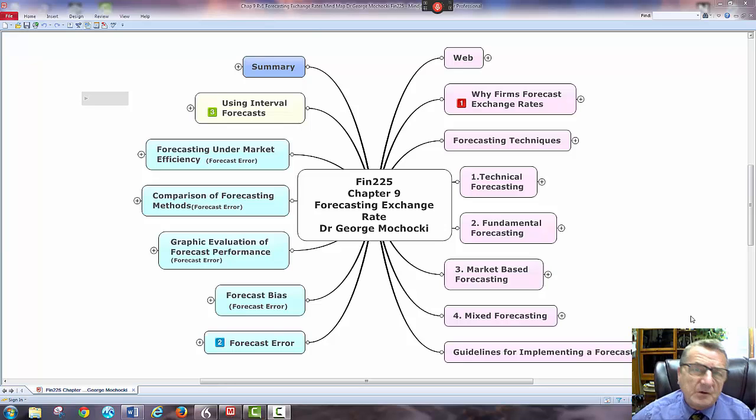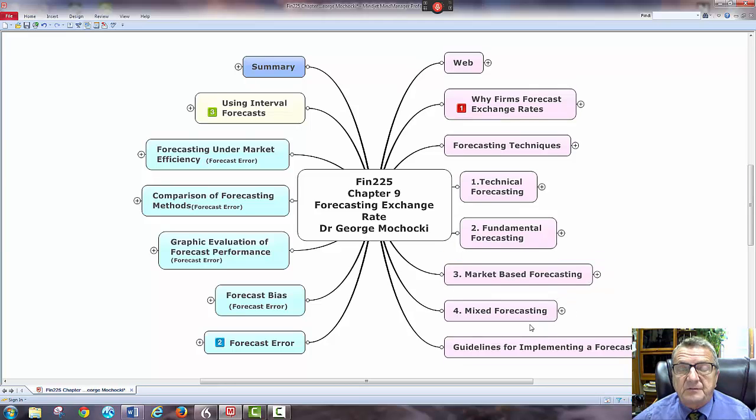Okay, so what are we going to talk about? We're going to talk about forecasting exchange rates, and look at the different types of forecasting. I did these in purple: technical forecasting, fundamental forecasting, market-based forecasting, a quick overview of each, mixed forecasting, guidelines for implementing forecasting, and then there's always some kind of forecasting error.